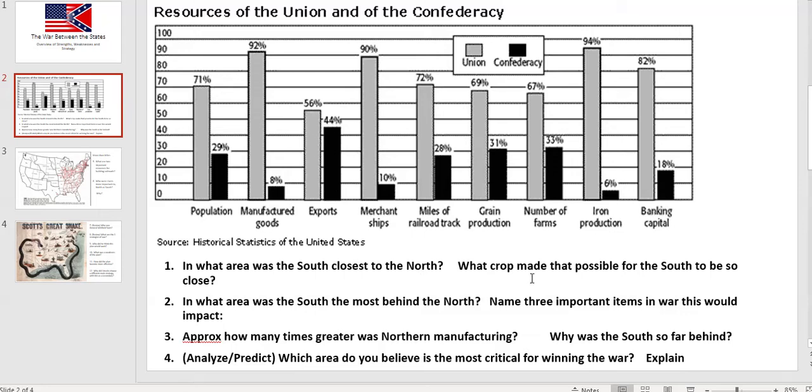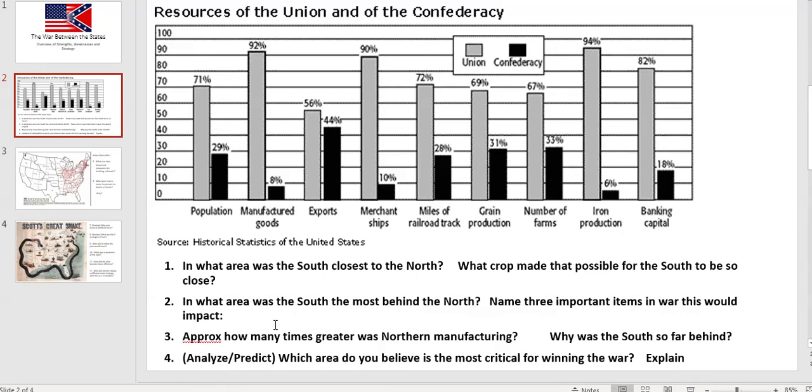What crop made that possible for the South to be so close? Well, it was white gold. It would be cotton. Because two-thirds of the cotton that was used in Britain and France came from the South, they were able to export that one crop and keep up with the North, even though you can see they have huge advantages every place else up here.